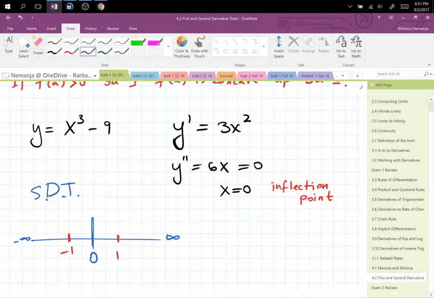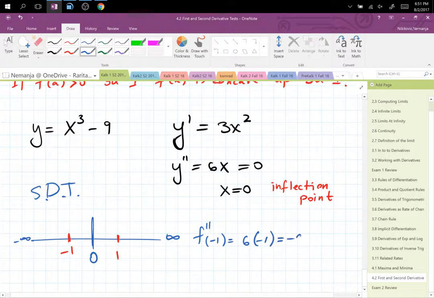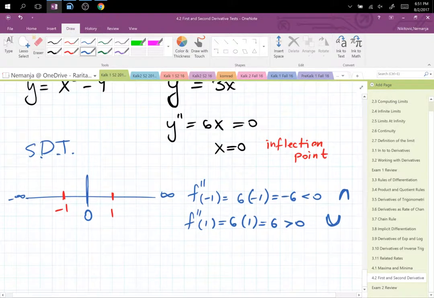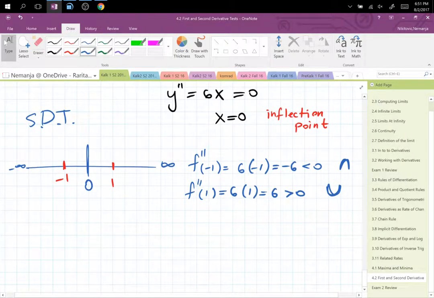And then we do our f double prime at -1 is 6 times -1, -6, which is less than 0, which means concave down. And second derivative at 1, which is 6 times 1, which is 6, which is larger than 0, concave up. So if you look at this, we know that concavity to the left of 0 is concave down, CD, and to the right is concave up.